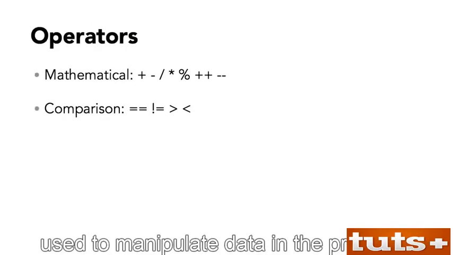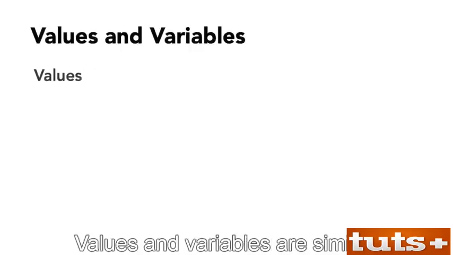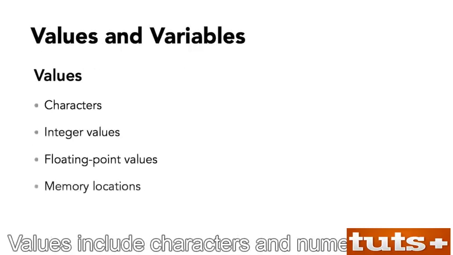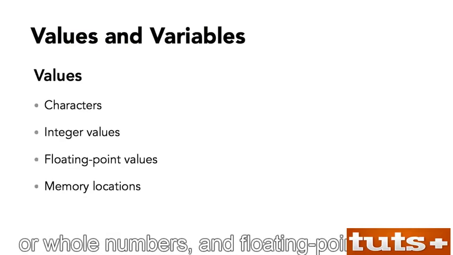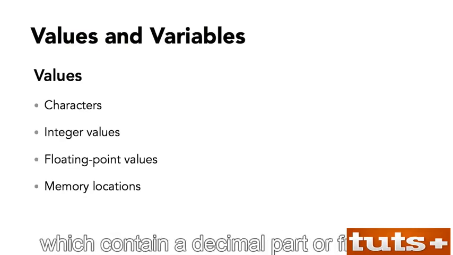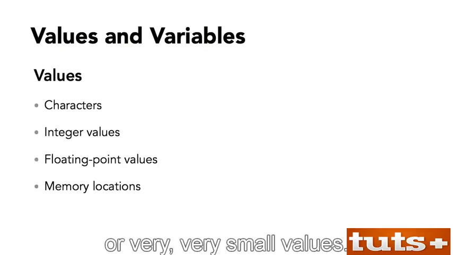Operators are symbols used to manipulate data in the program. These include the traditional math operators, as well as a host of other special symbols. Values and variables are similar. Values include characters and numeric values. The numeric values are divided between integers or whole numbers and floating point values, which contain a decimal part or fraction, or which can be very, very large values or very, very small values.